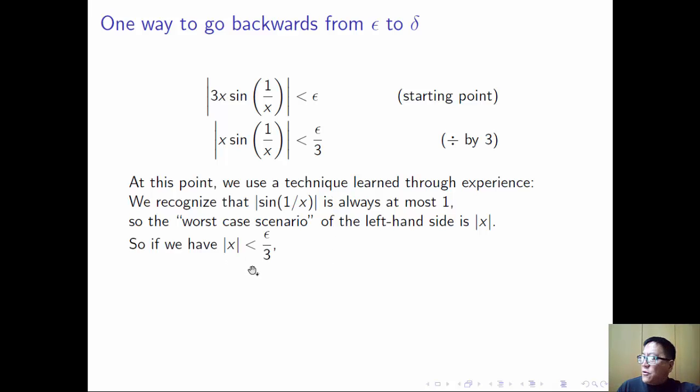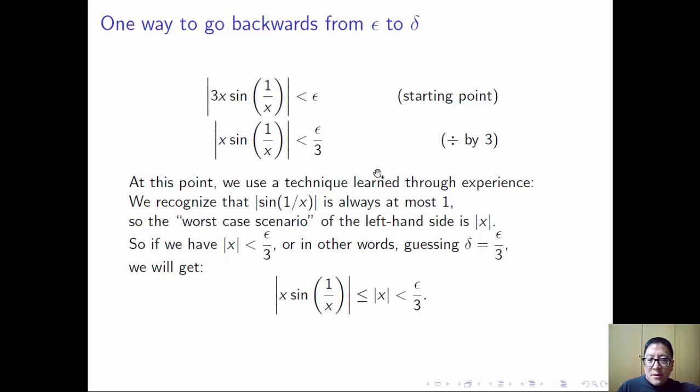So if we happen to have the situation where the absolute value of x is less than epsilon over 3, which we can do by choosing, or that is, in other words, guessing delta to be equal to epsilon over 3, what we get is that the absolute value of x times sine of 1 over x will be less than or equal to the absolute value of x, which will then be strictly less than epsilon over 3. That's what we want. So delta unlocked, baby.